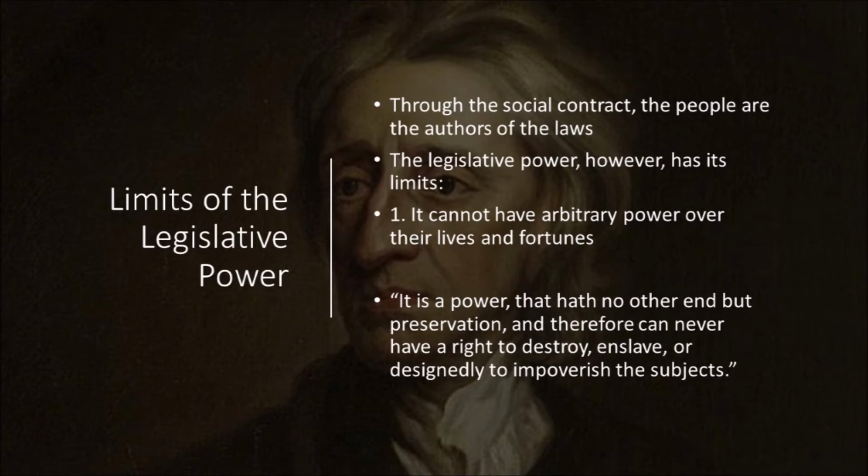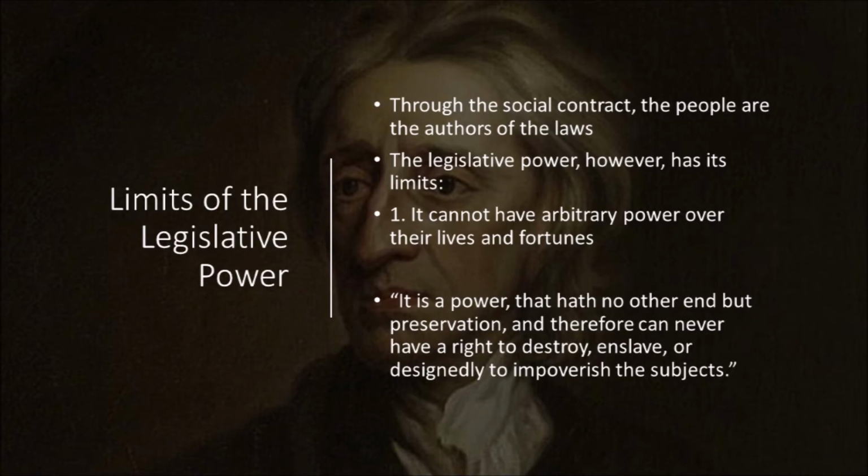But basically here he's saying that the legislative power, though it is the fundamental power, must be limited. And it must be limited because people would never agree in a social contract to give away so much power that anybody became tyrannical over them. So he lists 4 limits. First, he says, the legislative power cannot have arbitrary power over people's lives and fortunes. He says, it is a power that hath no other end but preservation, and therefore can never have a right to destroy, enslave, or designedly to impoverish the subjects.